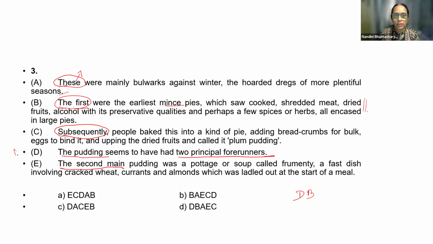Yeah. Now, if you look at this one, the second main pudding was a pottage or soup called frumenty, a fast dish involving cracked wheat, currants, and almonds, which was ladled out at the start of the meal. Could this be referring to these? You have two options. Does these refer to the first one or the second one? You have to make sure about that.